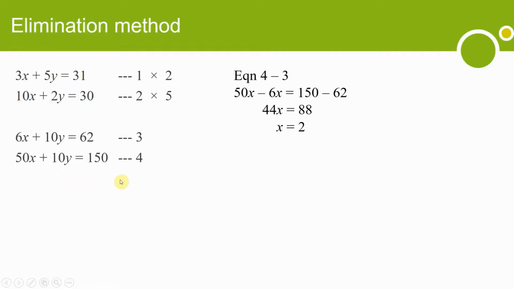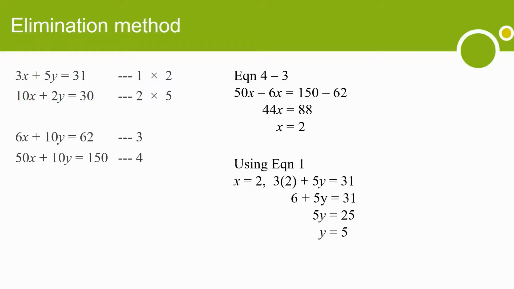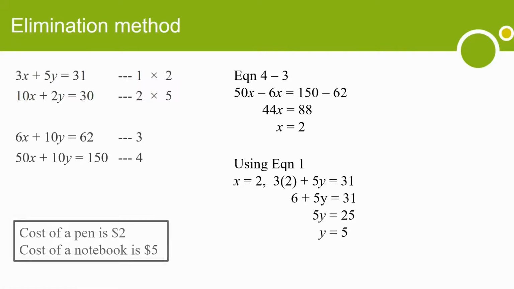We can use equation 4 to subtract equation 3. And we can get the value of x, which is 2. And next is to find the value of y. Using equation 1, we substitute the x value into the equation. And we will get y equals 5. So we can conclude the cost of a pen is $2 and the cost of a notebook is $5.